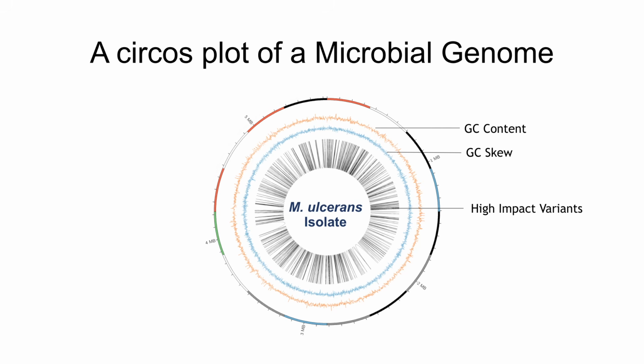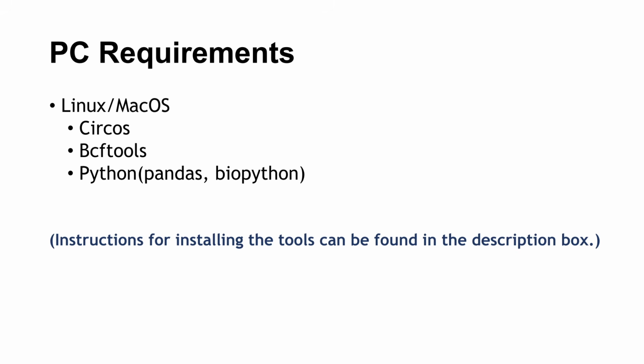Now, if you want to follow this tutorial, you need to make sure that your PC satisfies the requirements here. So you should have a Linux or macOS system. You should have Circos installed, BCFtools, and you should also have Python installed. And this Python library should also be installed. Instructions for installing these packages can be found in the description box. So just make sure to check the description box and use those tutorials to set up your PC. Now, let's get started.